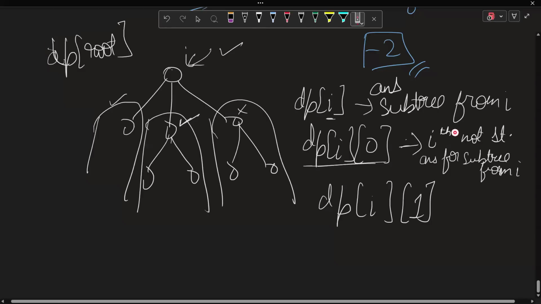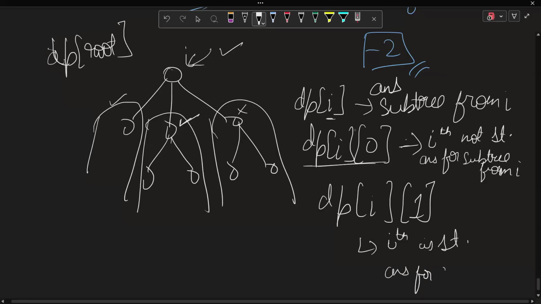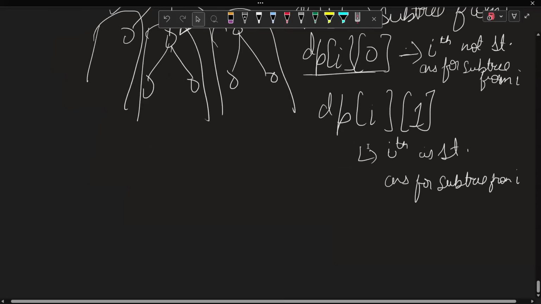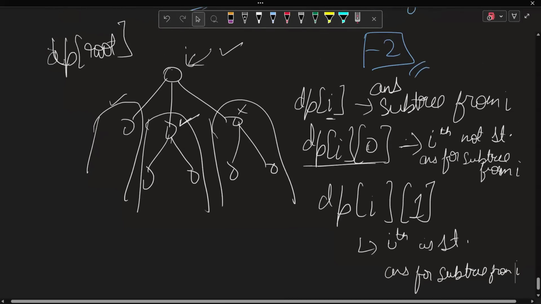Okay, for this subtree, what's my answer if I'm saying that the ith node is not selected? And if I'm saying that the ith node is selected, that the ith node is strengthened, then what is my answer for the subtree from i? That would be stored in dp[i][1]. So now once I have these states, writing the transitions would be easy.